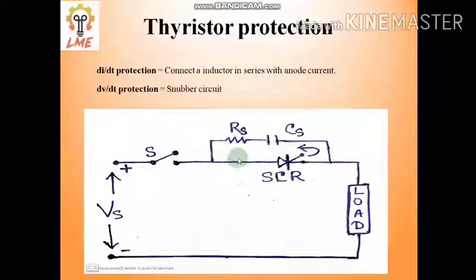In the snubber circuit, the main two things are RS and CS. CS, with initially zero charge, acts as a closed circuit. So for the initial time, a major part of the applied voltage is across CS and very little across the SCR. That is why the SCR is protected from sudden dV/dt by the snubber circuit. So these are the two protections, di/dt and dV/dt. These two protections are among the important ones.